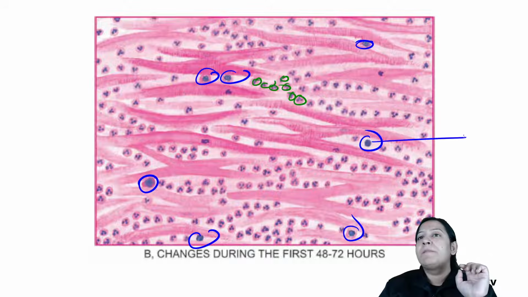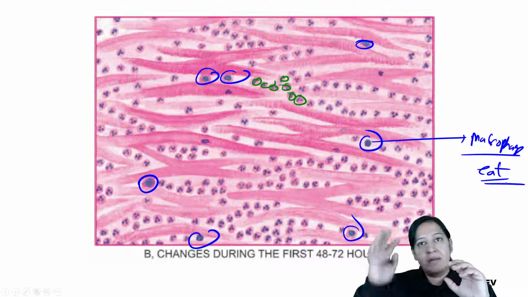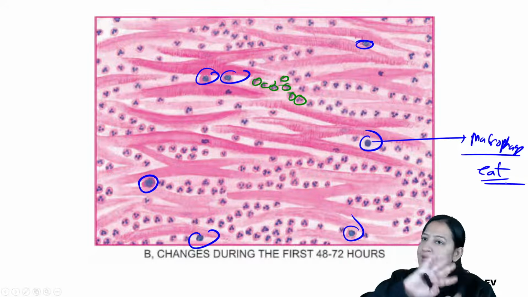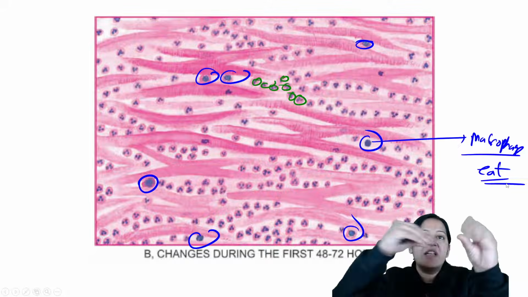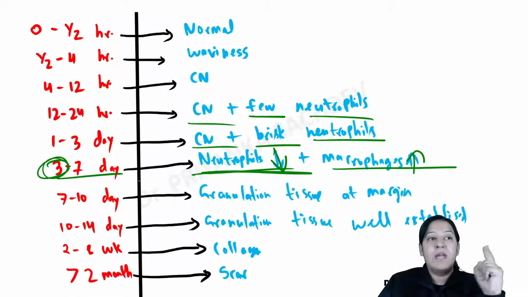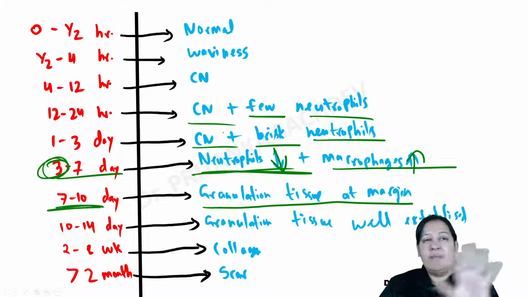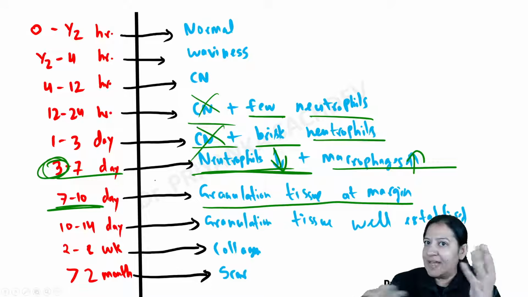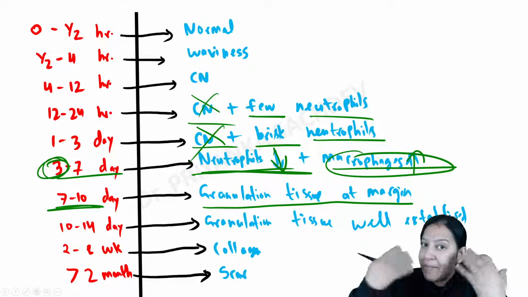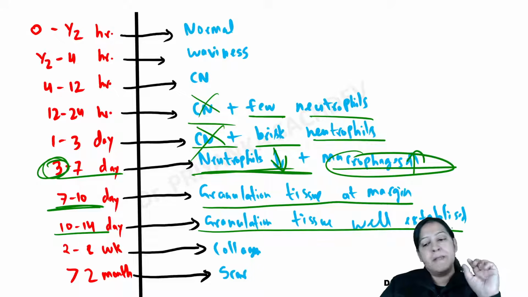What are macrophages? Macrophages are the phagocytes. They will eat the dead muscle, the coagulative necrosis muscle. Gradually they will start eating the muscle from everywhere, and instead of muscle, granulation tissue will come. From 7 to 10 days, granulation tissue will start to appear. Coagulative necrosis is eaten up by the macrophages and in its place granulation tissue comes, and from 10 to 14 days it is well established.